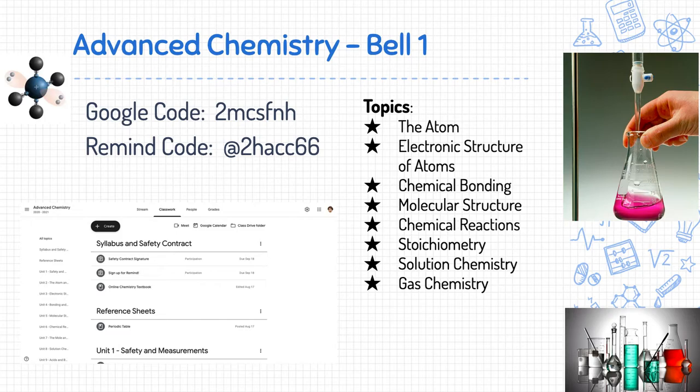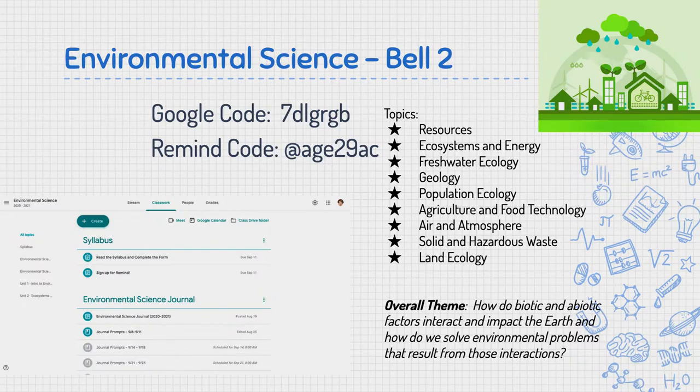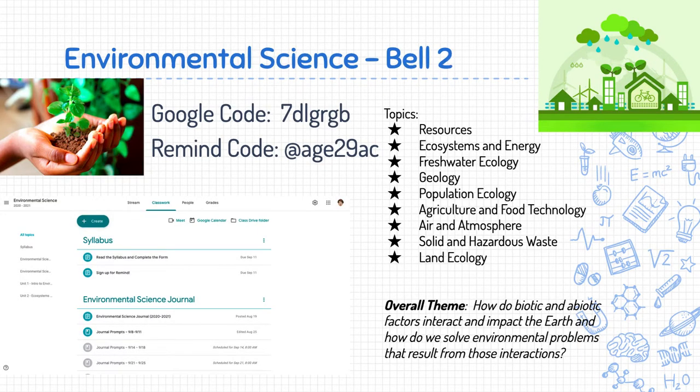The topics we're going to cover in this class: we're going to go through the atom, some electronic structures of atoms, chemical bonding, molecular structure and chemical reactions, stoichiometry, solution chemistry, which is pretty broad, includes kinetics and equilibrium as well as acids and bases, and gas chemistry. We'll try and get some virtual labs in before we come back in person, and I've been putting those together this week. For environmental science, here's our code to get into Google Classroom and Remind.